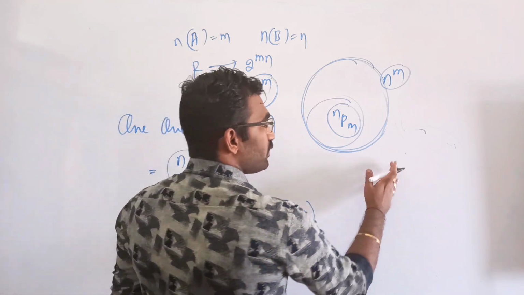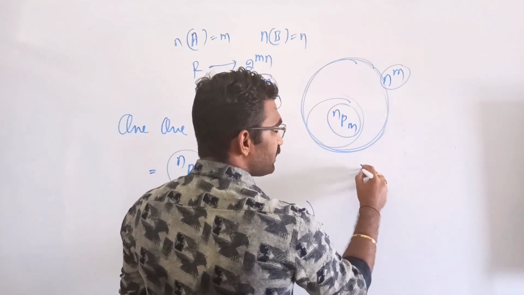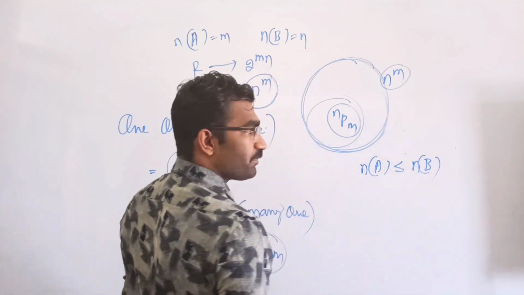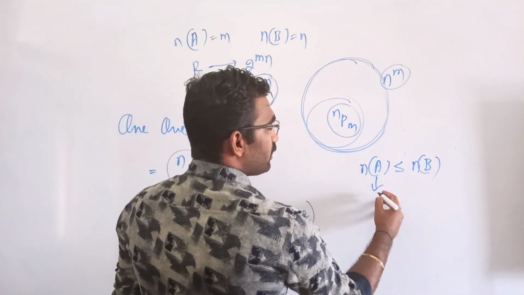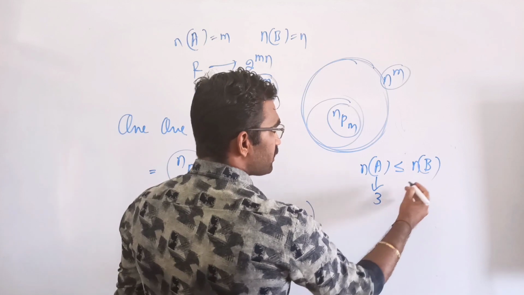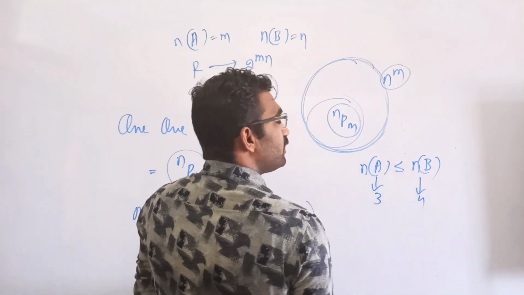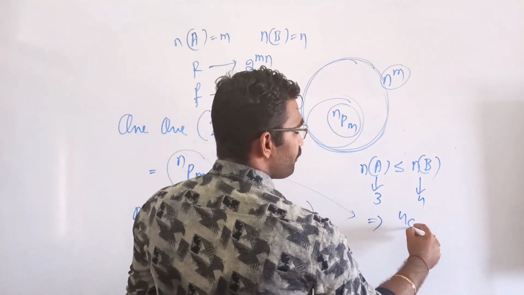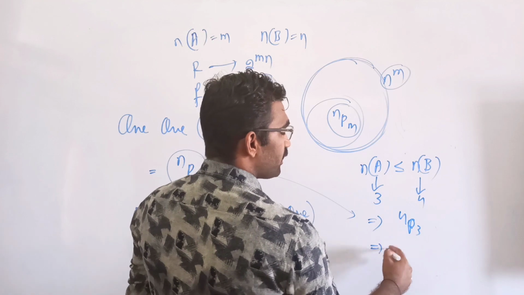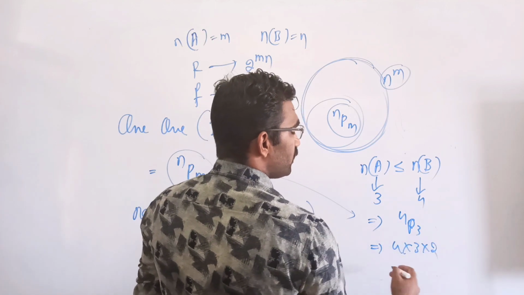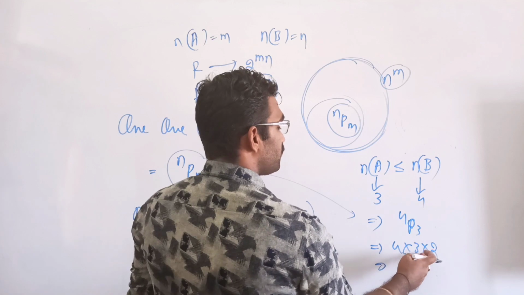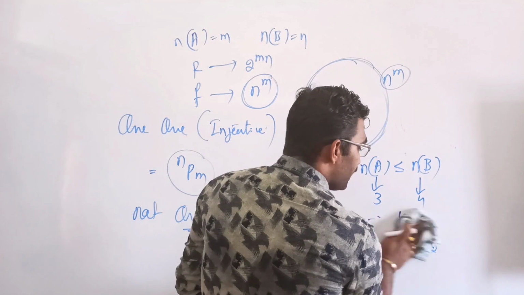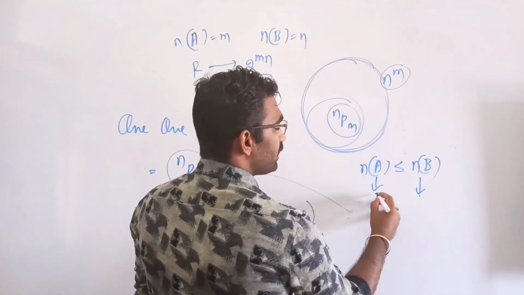One more thing I am going to discuss now about one-one. The necessary condition for one-one is n(A) is less than or equal to n(B). For example, if A has 3 elements and B has 4 elements, the number of one-one functions is 4P3. How do you write it? 4 into 3 into 2. 4 times 3 is 12, 12 times 2 is 24.